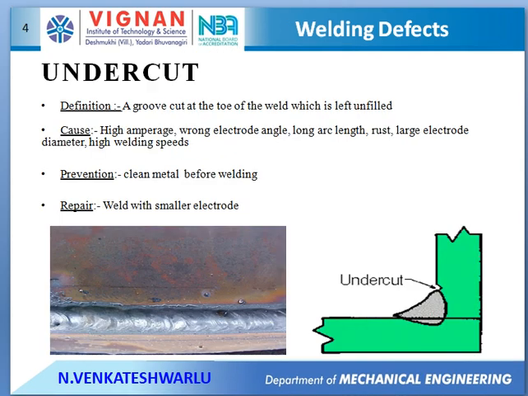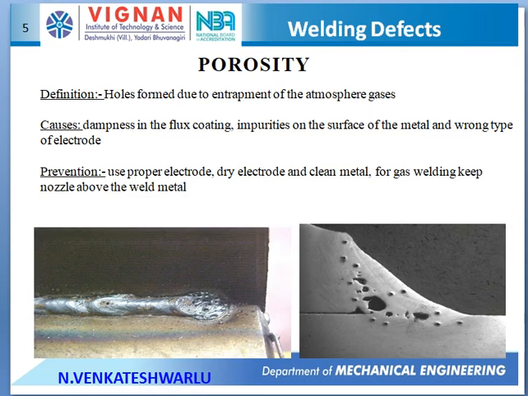Next is undercut defect. Because of high amperage, low welding speed, wrong electrode angle, long arc length or high welding speed, a groove is formed and that is not filled. So the resulting defect is called the undercut defect, and it can be prevented by decreasing the amount of heat and by increasing the weld speed.